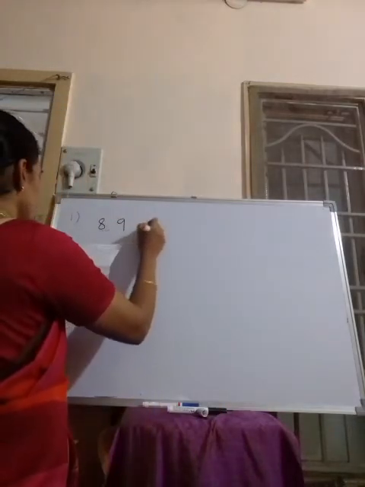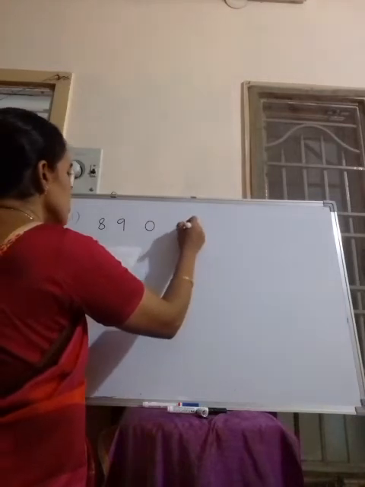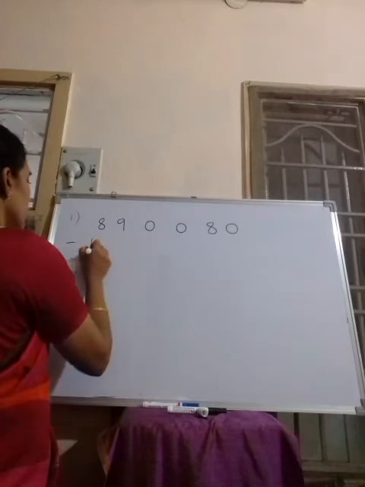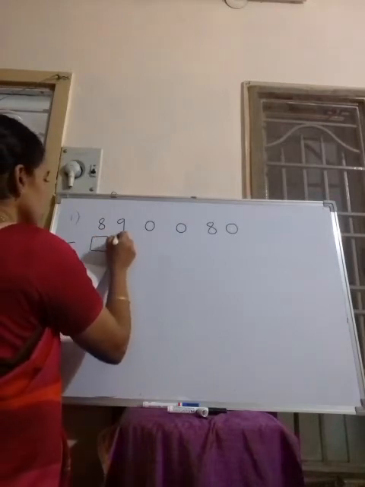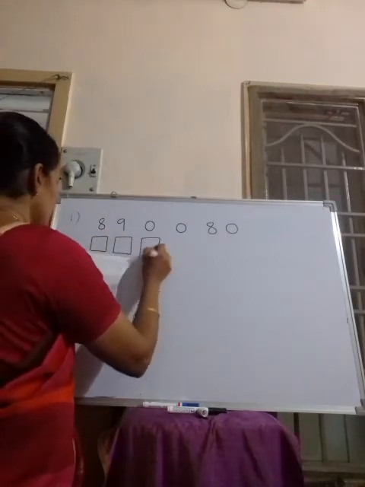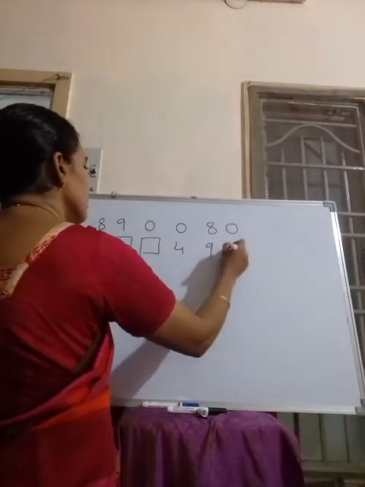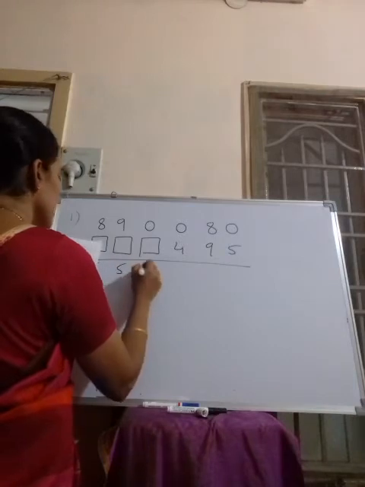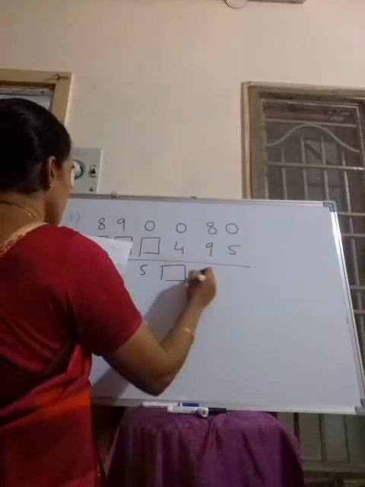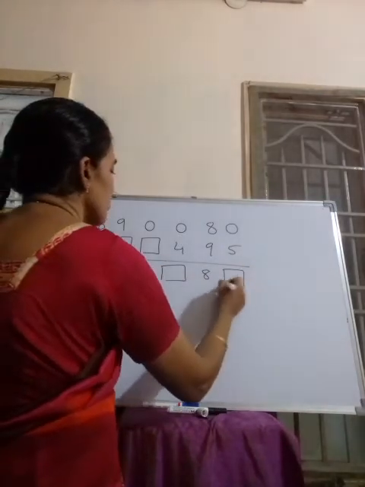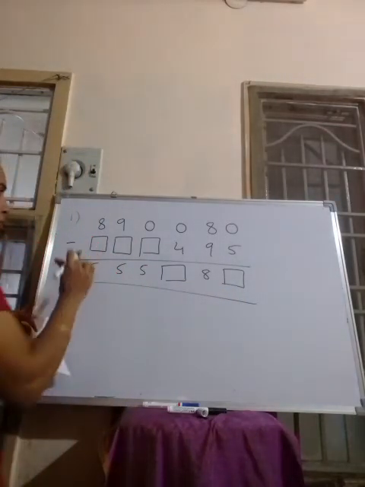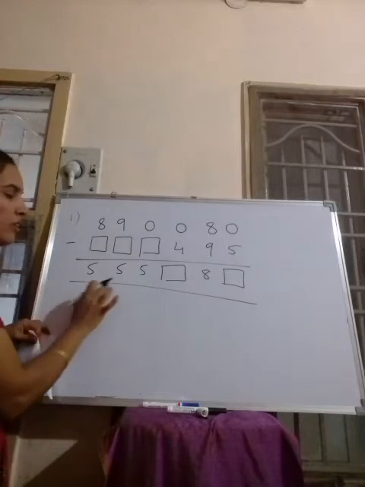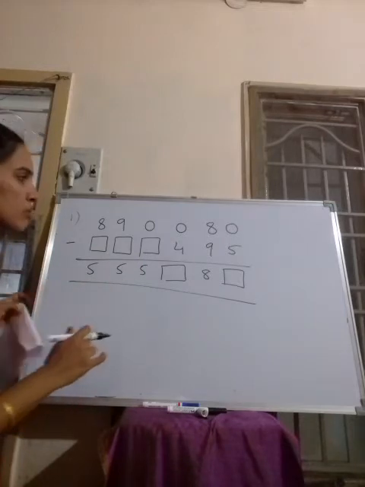Eight, 9, 0, 0, 8, 0, and here some digits are missing. We should find those. The difference is given as 5, 5, 5, again a blank, given 8 and a blank. Okay. The minuend is given, in the subtrahend some digits are missing, and even in the difference some digits are missing.